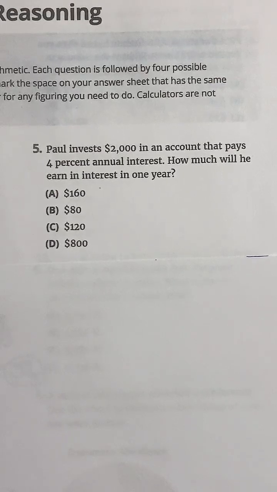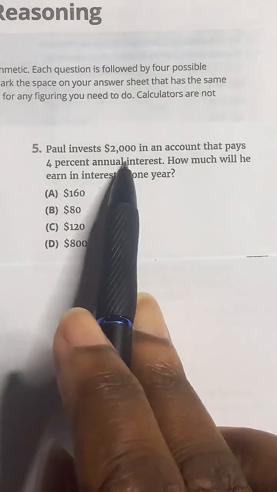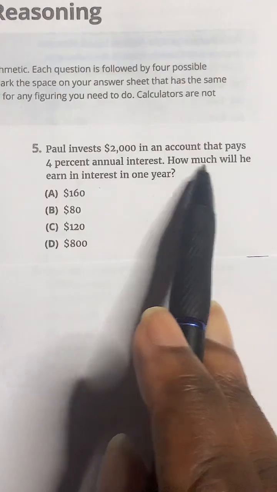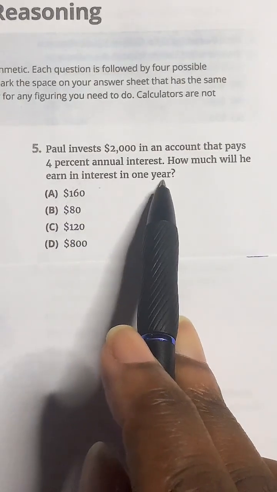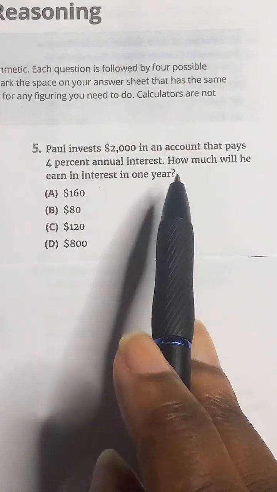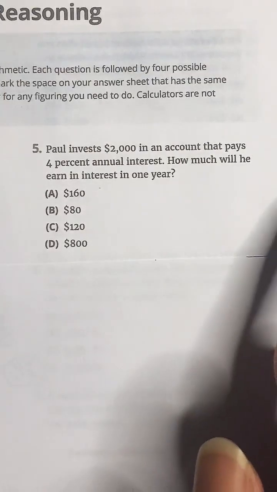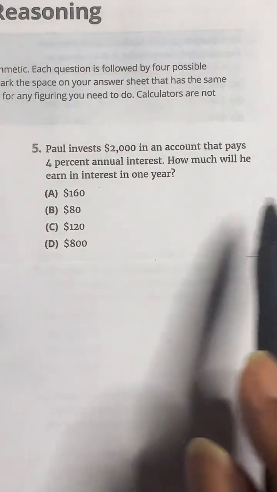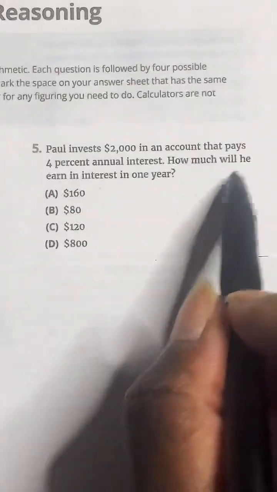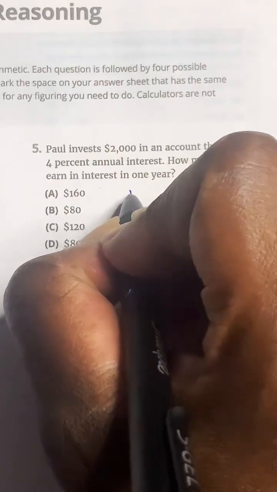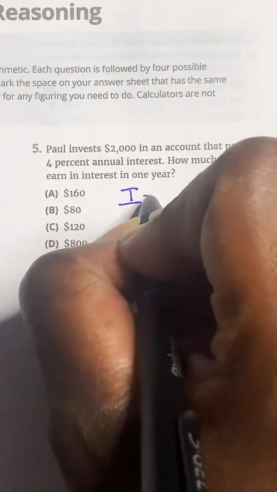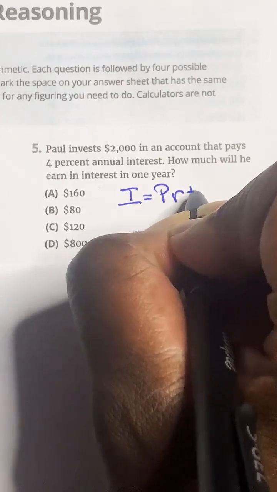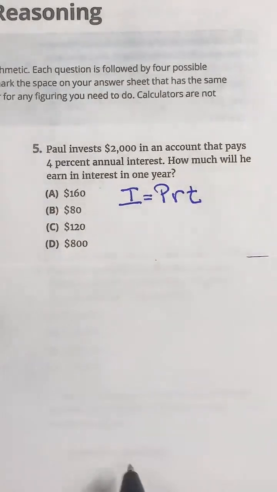All right. So, Paul invests $2,000 in an account and pays 4% annual interest. How much will he earn in interest in 1 year? Notice it doesn't say compounded. It did not say compounded annually, compounded quarterly. It didn't say that. So when they don't mention it, they mean simple interest. So that's your principal times your rate times your time in years.